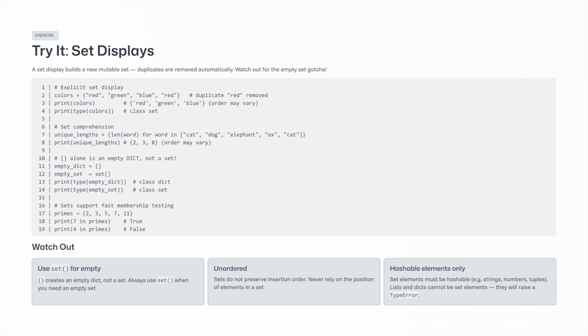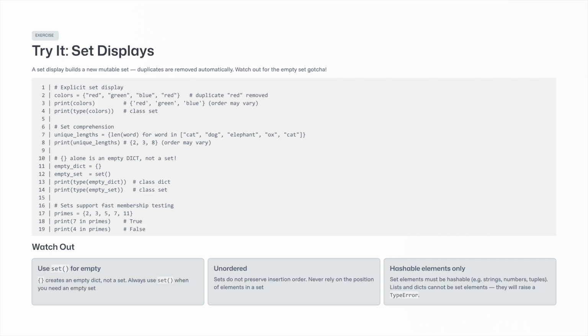Set displays. Line 2. Colors equals a set with a duplicate red. The set drops it automatically. Line 3. Print gives 3 unique colors. Order may vary. Sets are unordered. Line 4. Type confirms set. Line 7, unique lengths is a set comprehension, the length of each word in the list. Line 8, print gives the set of unique lengths.